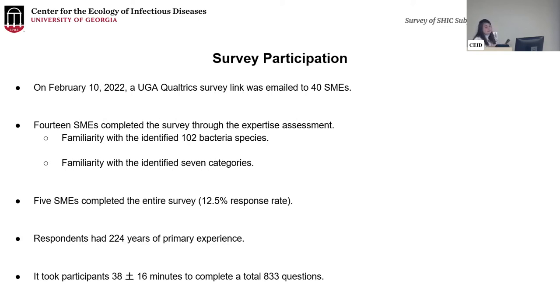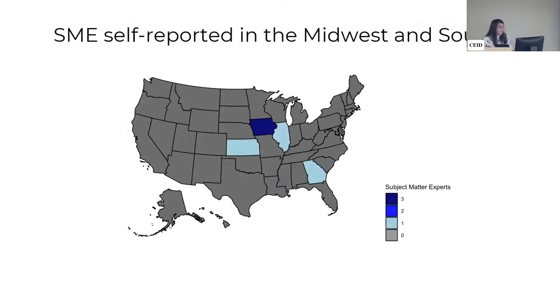And just an enormous amount of expertise from these different subject matter experts, over 200 years of working in the field. And on average, this was a long survey. I mean, it was assessing 100 plus bacteria in 7 different impact categories. So it did take about 38 minutes to complete. And maybe not surprisingly, many of our experts were from swine heavy states. So Iowa being best represented.